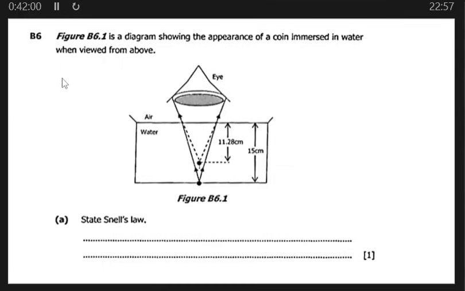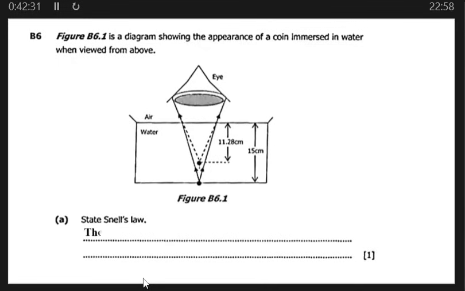So figure B6.1 is a diagram showing the appearance of a coin immersed in water viewed from above. A coin immersed in water, when viewed by the eye here, if this is the coin, is seen to appear as if it is at this position. Then the first question says, state Snell's law.